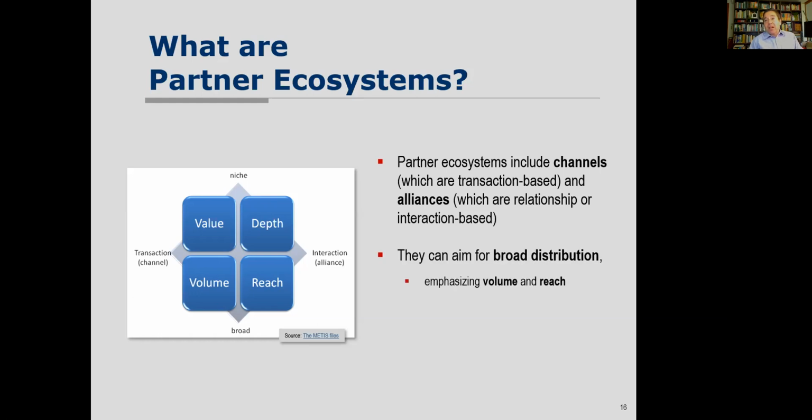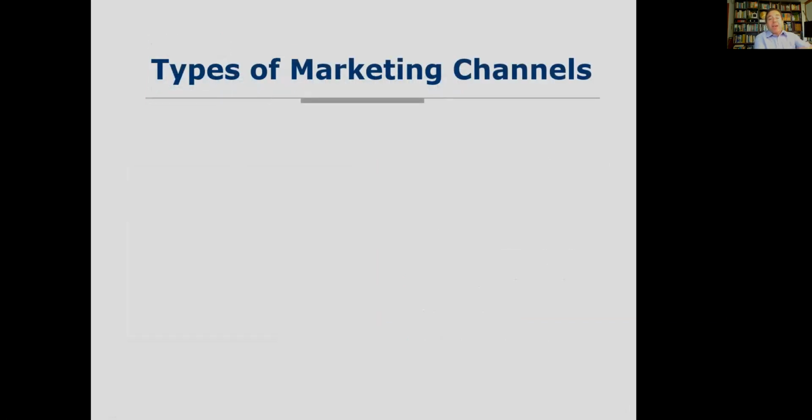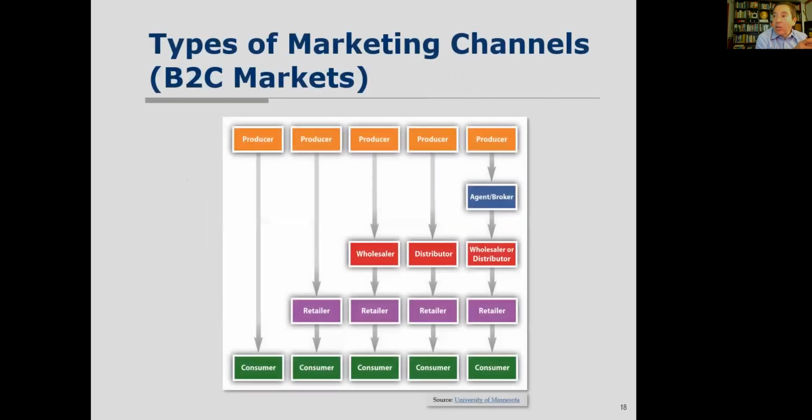So they can aim for broad distribution, emphasizing volume and reach, or niche distribution, aiming for value and depth. So we have several different types of marketing channels. We have B2C markets, business to consumer. We have B2B markets, business to business markets. And then there are various variations. Those are the two major ones. We have B2G, which is business to government, and so forth. So these are the two major ones. Either you provide direct to the consumer, B2C, or you work with other businesses, B2B. Ultimately, they intersect with the consumer.